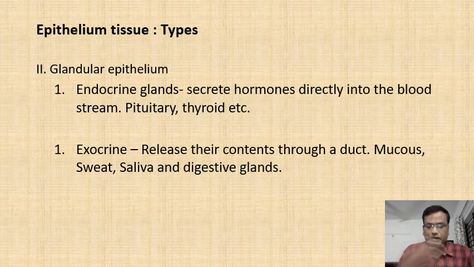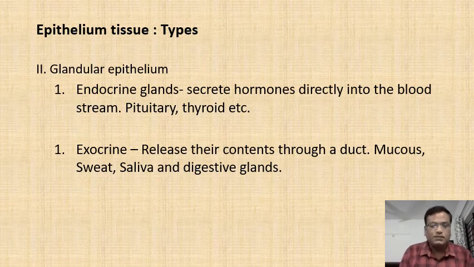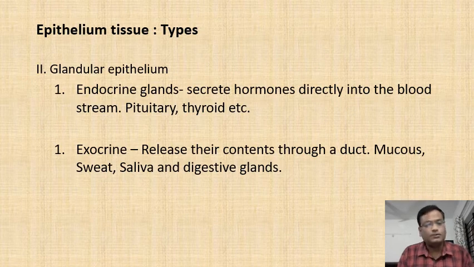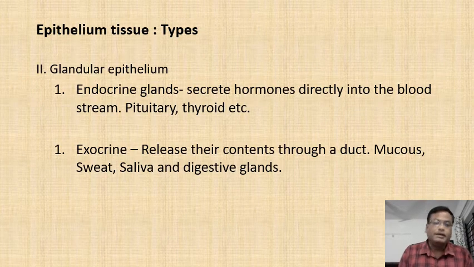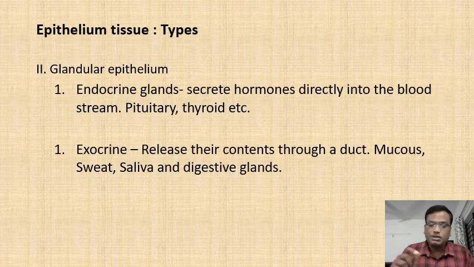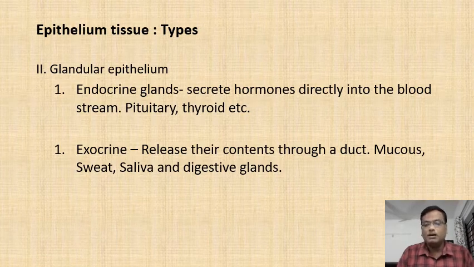Then another important main category of epithelial tissue is glandular epithelium. As the name suggests, glands are the structures which secrete some substances, and those glands are made up of epithelial tissue, and that is considered as glandular epithelium. Now remember, the glandular epithelium is mainly concerned with the function of secretion, but when it comes to the shape, the glandular epithelium may be a cuboidal epithelium or columnar epithelium.